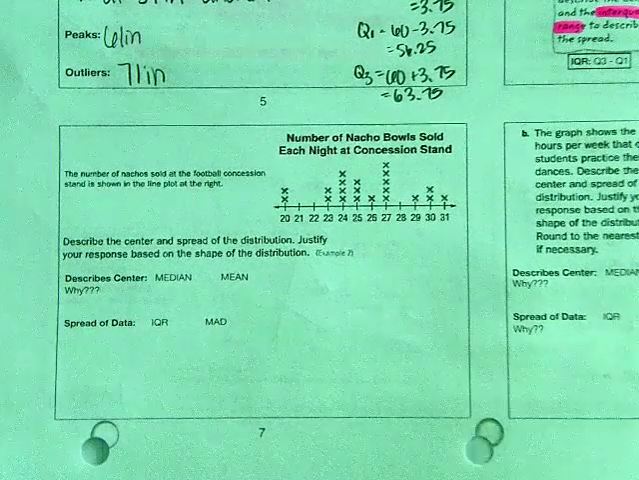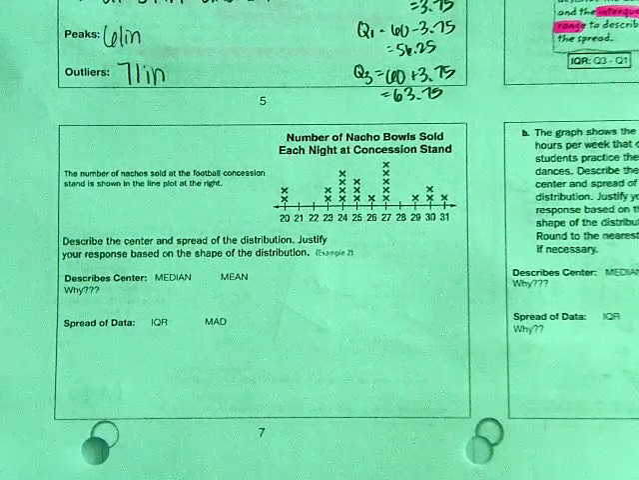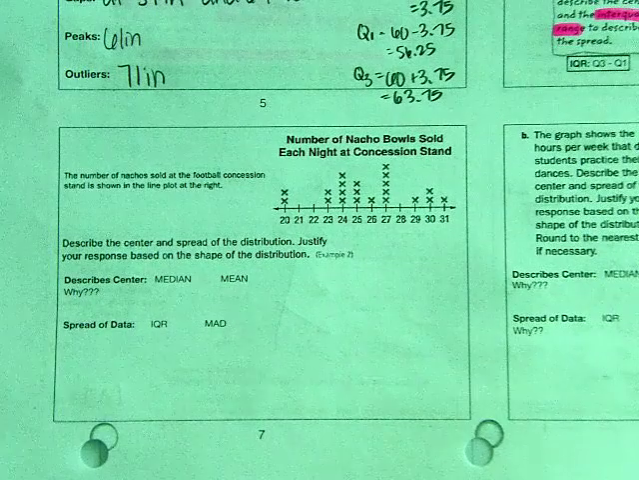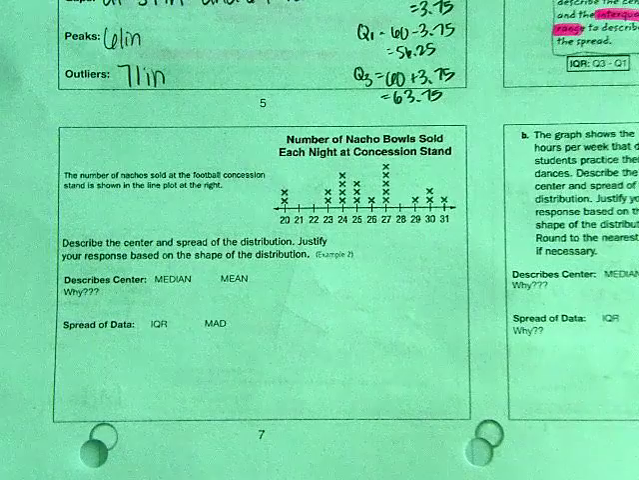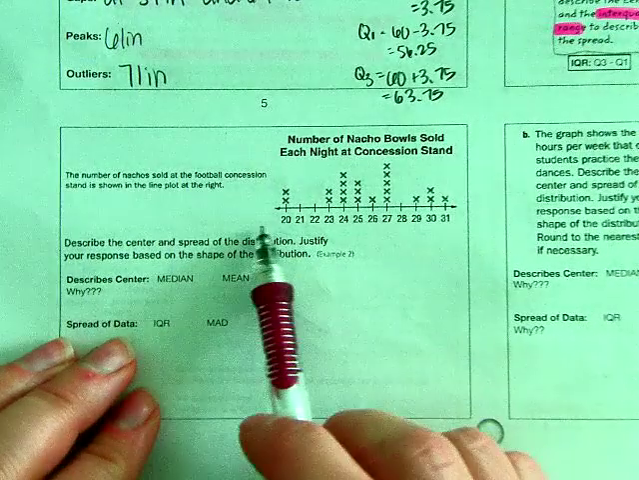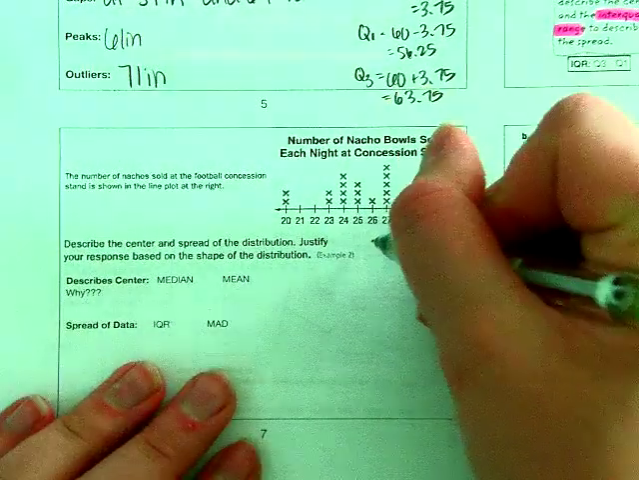So the number of nachos sold at a football concession stand is shown on the line plot to the right. Describe the center and spread of the distribution. Justify your response based on the shape. So what would describe the center? Is this symmetric or not? So this is non-symmetric.